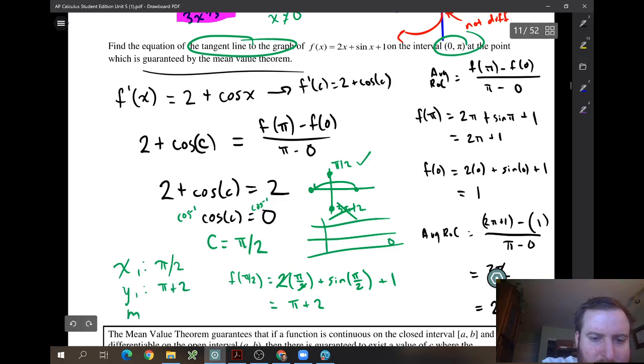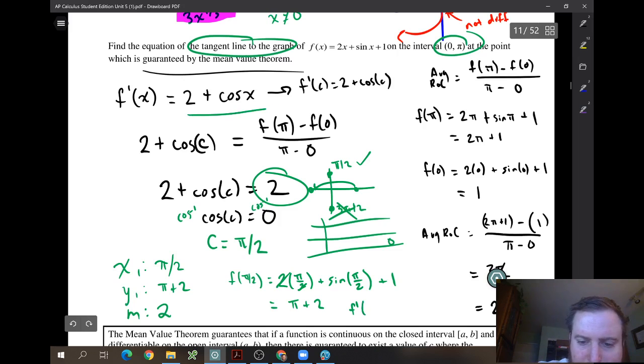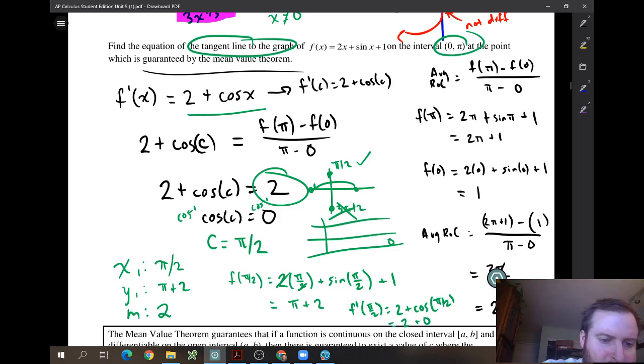And for m, you could plug it in, or you could realize, hey, wait, the m is that value, we had just solved for this. We said that this is where the instantaneous rate of change is equal to the average rate of change. So we know that the m has to be 2. But if you want to plug it in, you absolutely can. f prime of x was 2 plus cosine of x. So f prime of pi over 2 would be 2 plus cosine of pi over 2. Cosine of pi over 2 is 0, so we get 2. So that worked. There's our x1, our y1, and our m.